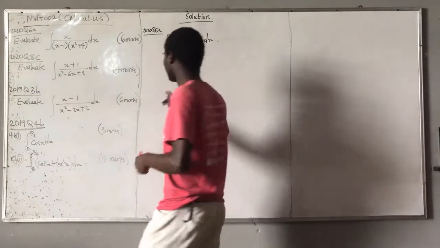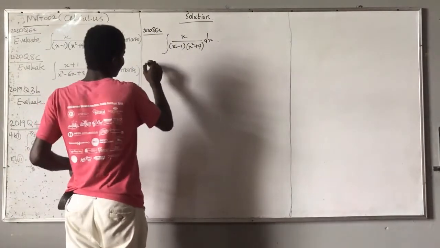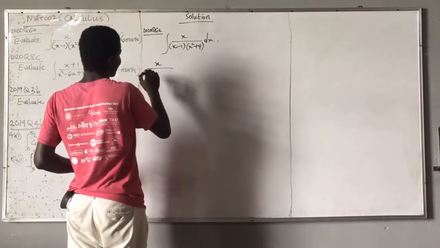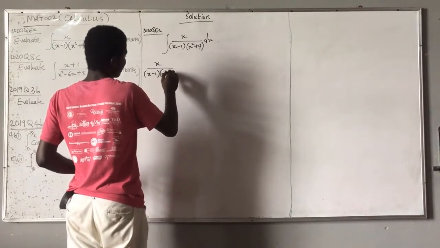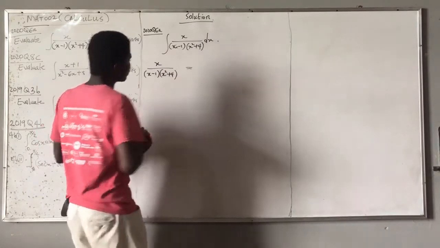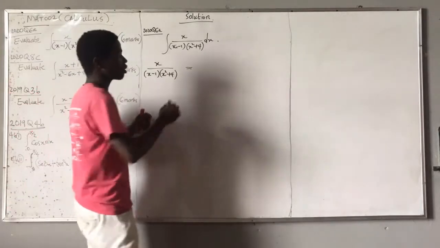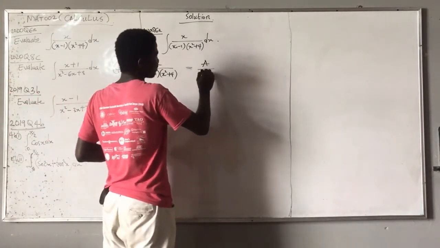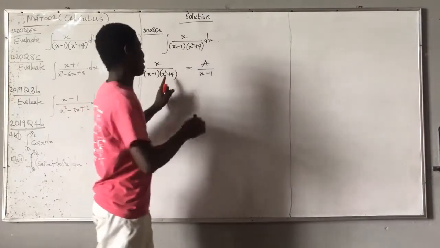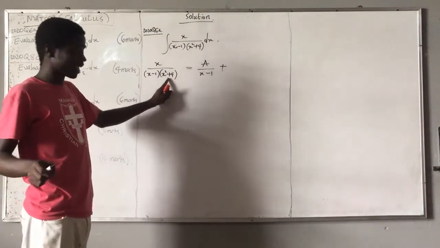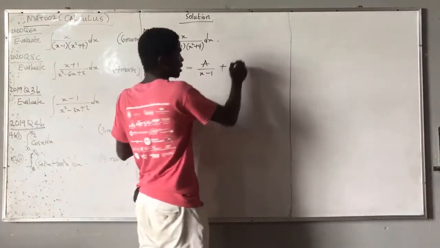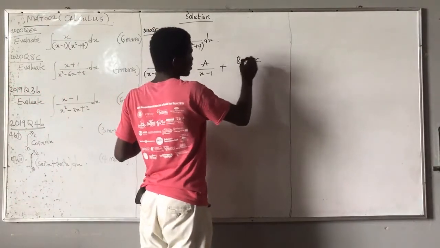So look at what I'm going to do. This is s over s minus 1 times s squared plus 4. So I have s minus 1, it will be equal to this. How you write it: a over s minus 1. That is the first thing. Then when you have s squared plus 4 like this, look at what you are going to write here. You will write bs plus c.